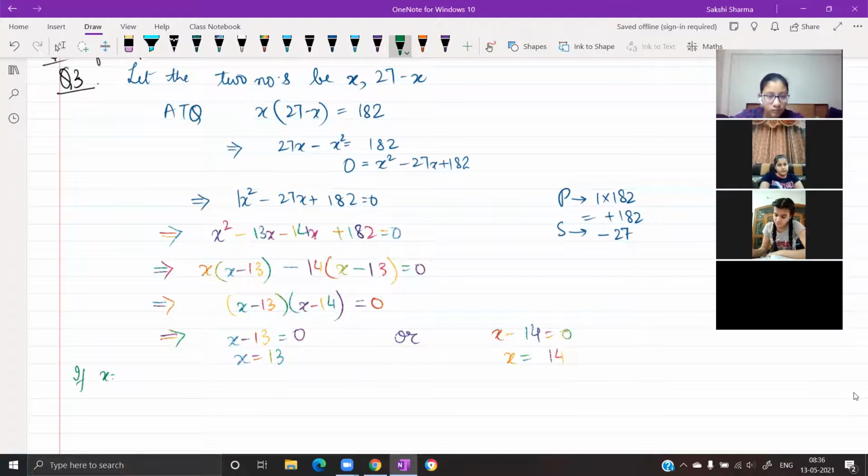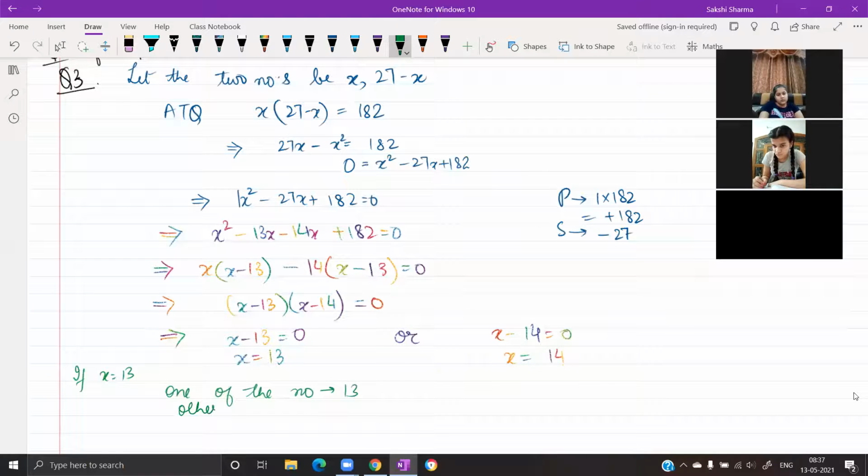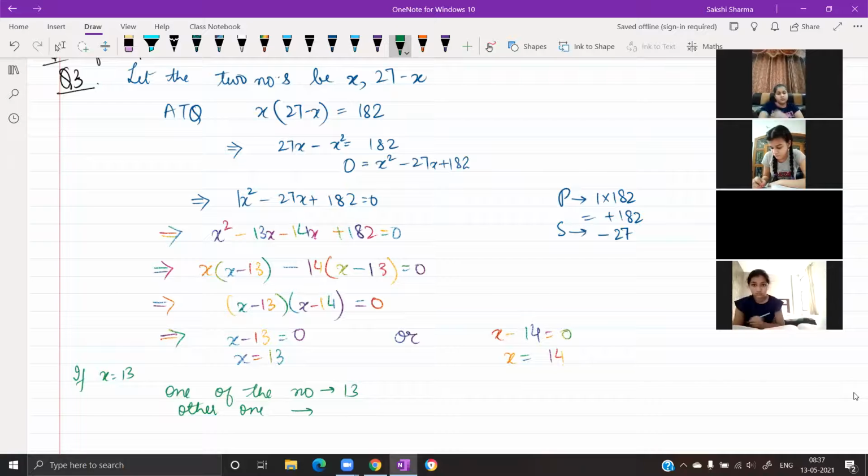If x is 13, one of the numbers is 13 and the other one is 14. Numbers के केस में usually इतना change नहीं होता. If you have quantities, then there is a difference. So be careful. Is there anyone in your class whose sibling name is Arush?